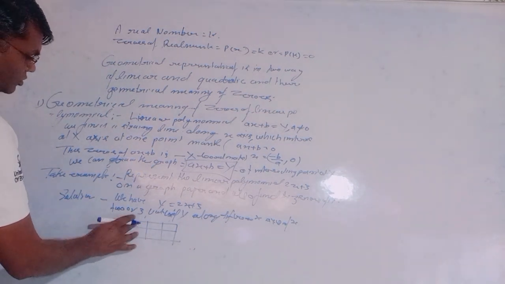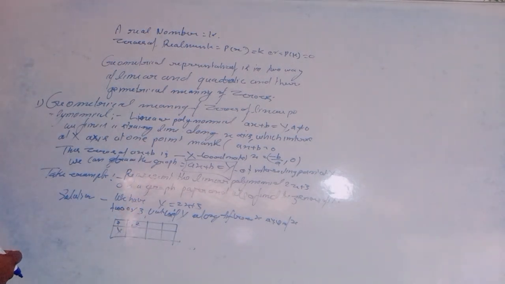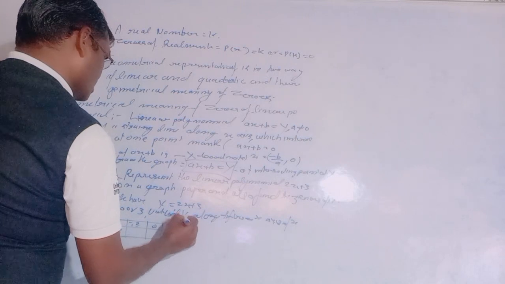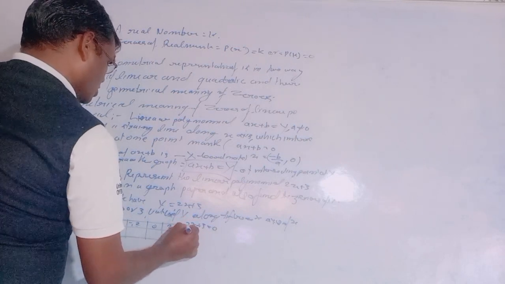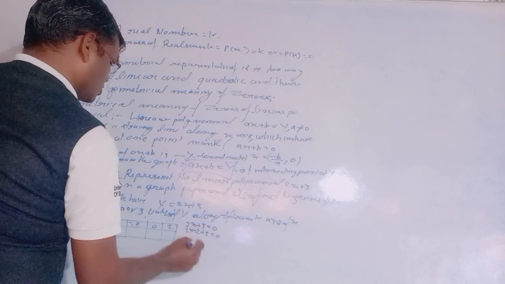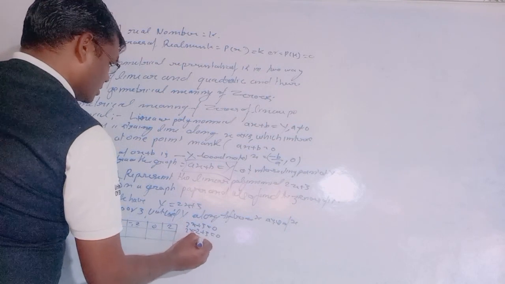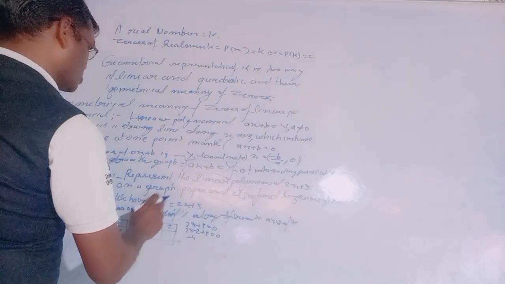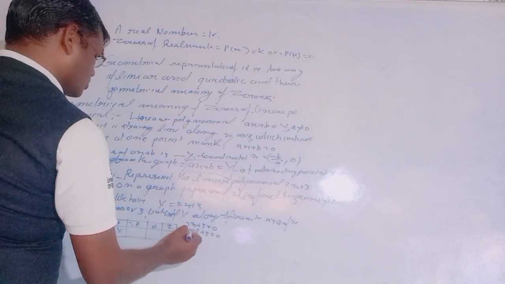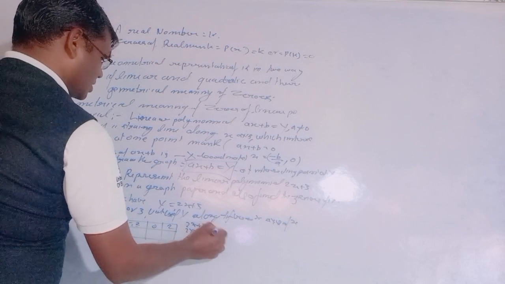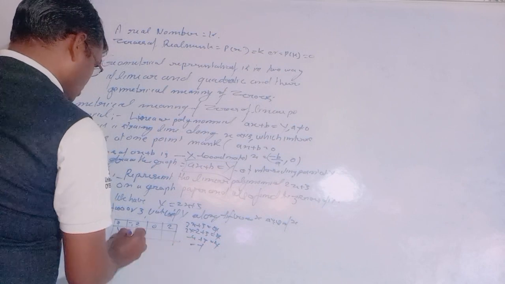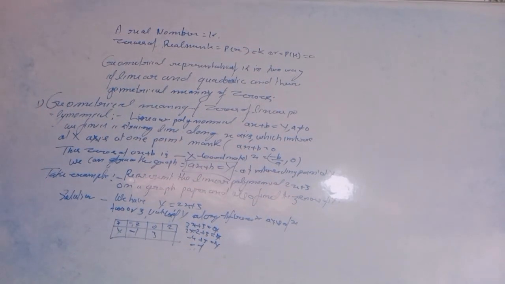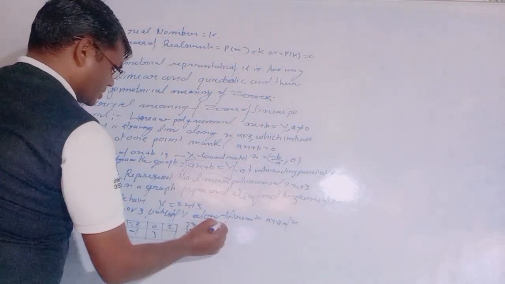Suppose x is minus 2. Then y is calculated as 2 into minus 2 plus 3, which is minus 4 plus 3, so y becomes minus 1. If we substitute x equal to 0, it becomes 3. And if we substitute 2, it becomes 7.